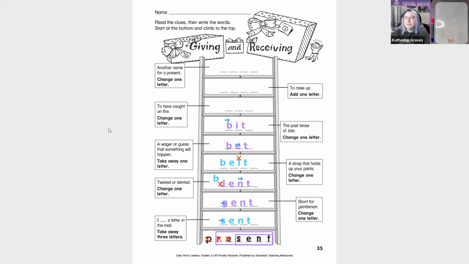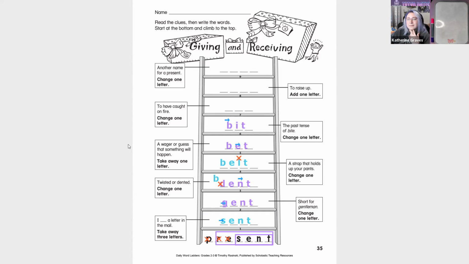What do I do to a fireplace or a stovetop? If I want to turn it on and start the fire, what do I do to it? I get a match or a lighter and I light it. But what is the past tense form of light?